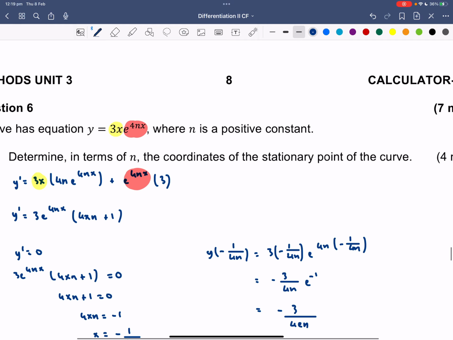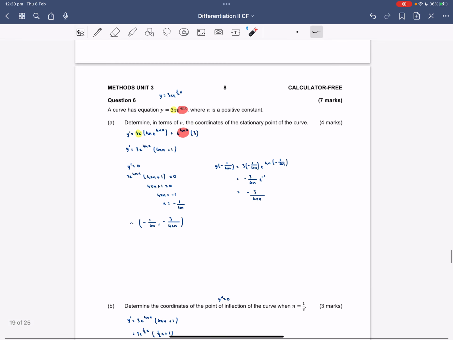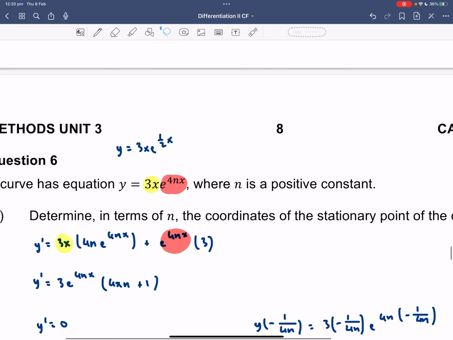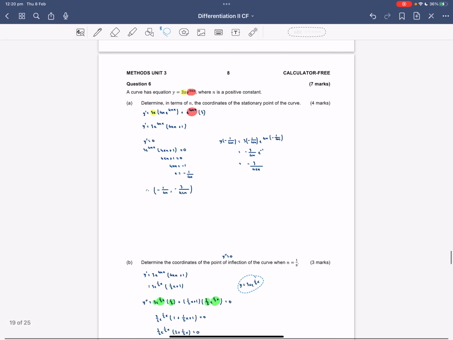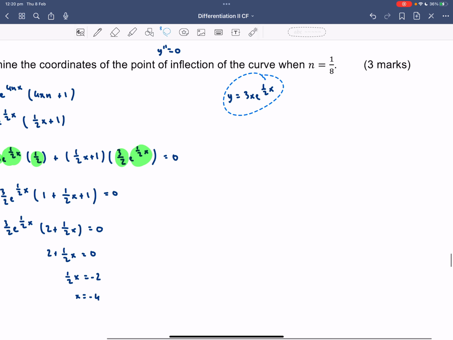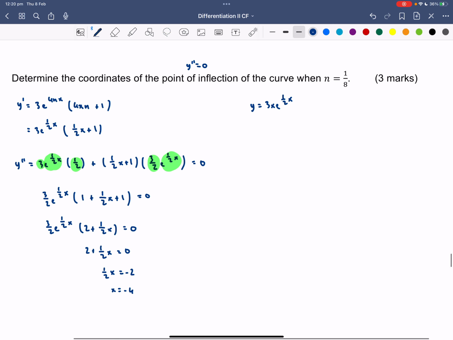Alright, now I just have to put minus 4 into the equation. Now, what was the original equation? The original equation was y equals 3x e to the, remember, n is 1/8. So 4 times 1/8 is half. So we have to put that back into the original expression. Okay, let's see what happens when I put it back in. The y value at 1/8 is 3 on 8, e to the power of half times 8 is 1 on 16.